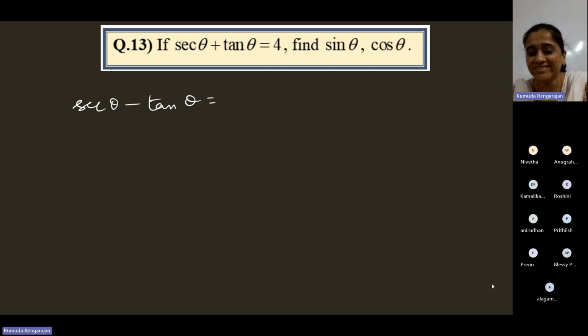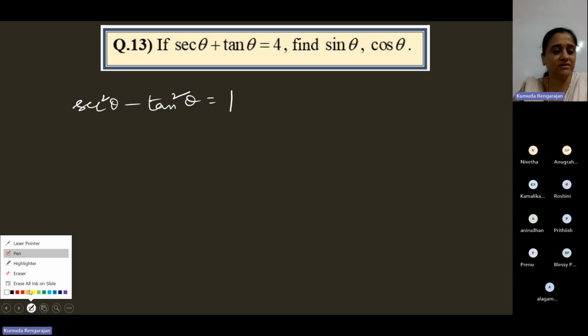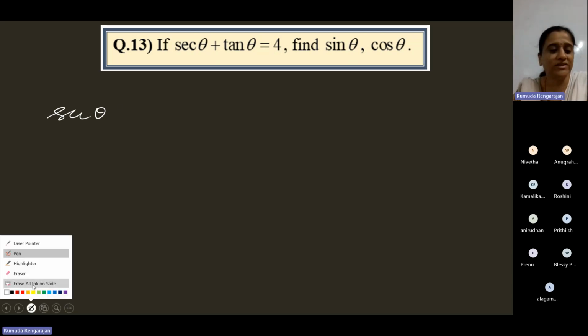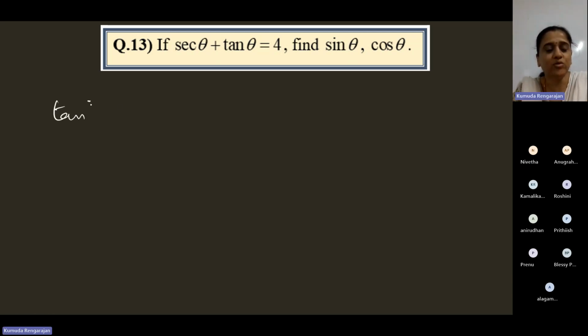Quick children, what's the answer? Secant theta minus tan theta is equal to? Nobody remembers. 1. No. How 1? Secant square theta minus tan square theta is 1. Secant theta minus tan theta is... minus 1? Minus 1 is tan square theta minus secant square theta. Tan square theta minus secant square theta is minus 1. Secant square theta minus tan square theta is equal to 1.